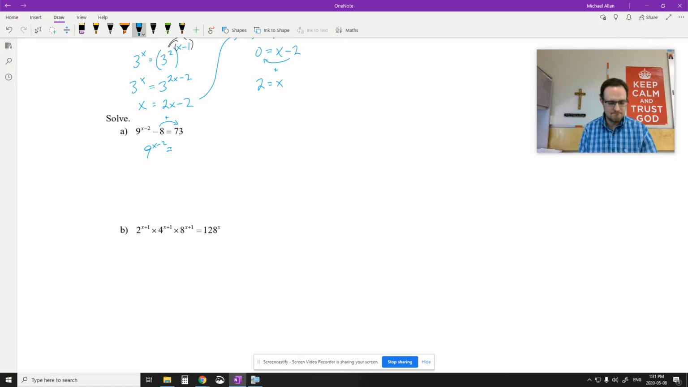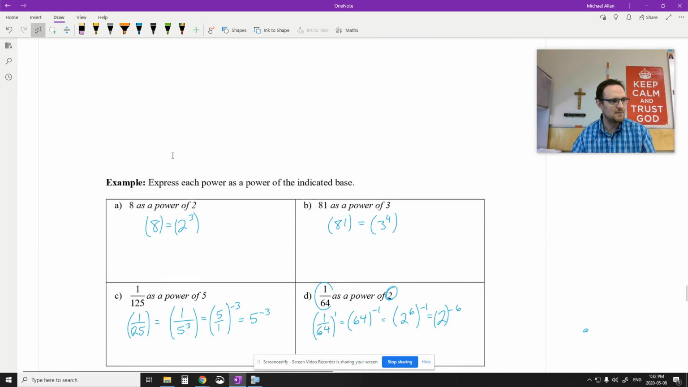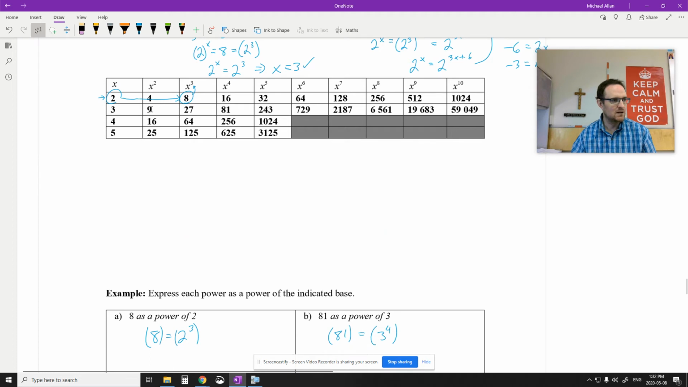So 73 plus 8 is 81. Okay. I don't have a 9 thing here, but I do know that 9 times 9 is 81. But another way to do this, you can also just change both these bases to something smaller. Like I see 9 and 81. If I go to this chart up here again, 9 and 81 are in the 3 base column. So here's 3. There's a 9 right there, and there's an 81 right there. All right, so they're both in the 3 column.